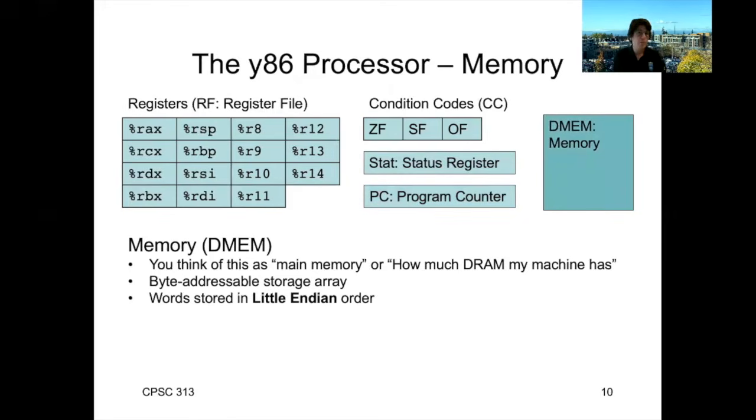Finally, we have main memory, or DRAM, or as the book calls it, DMEM. And this is where all our data is ultimately stored. In the y86, we store that data in little endian order. And if you don't know what that means, stay tuned. We'll have some exercises on it later, but it's going to be really important that you understand that as we start interpreting what the data in memory represents.